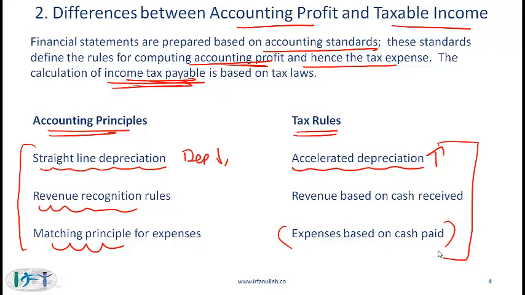This is a high-level simplification. The larger point to understand is that the rules for recognizing expenses on the accounting side are not necessarily the same as the rules for recognizing expenses on the tax side.